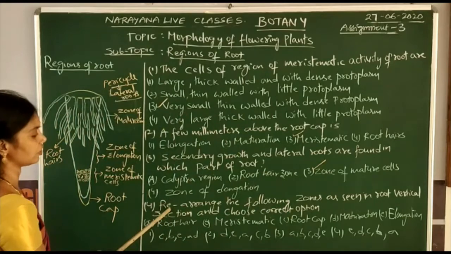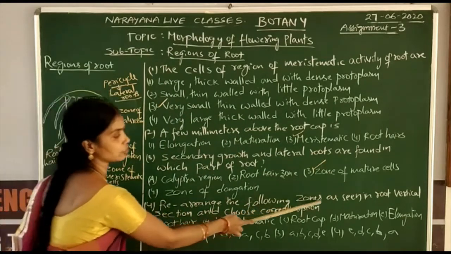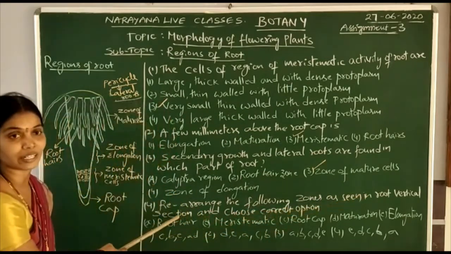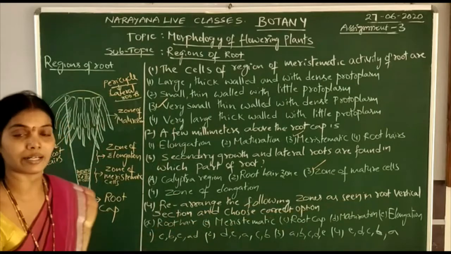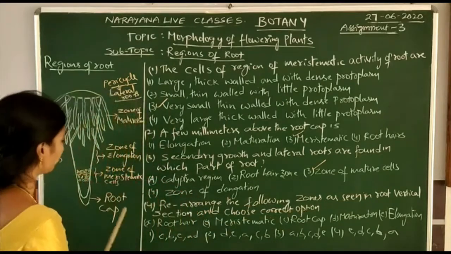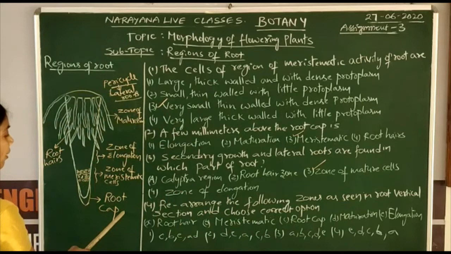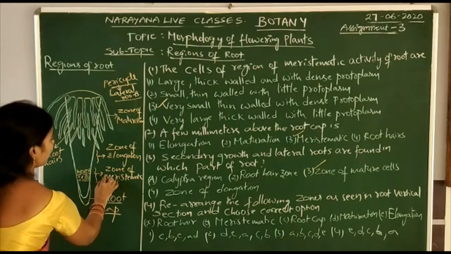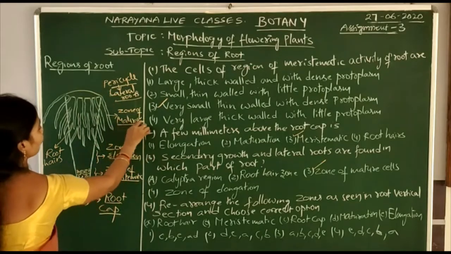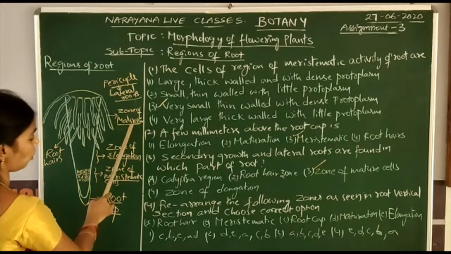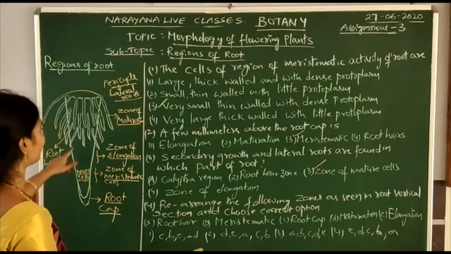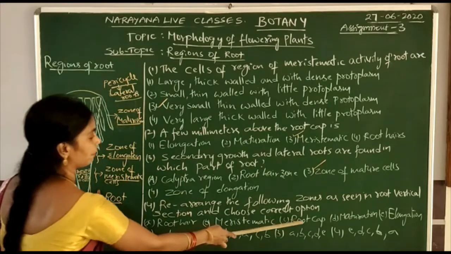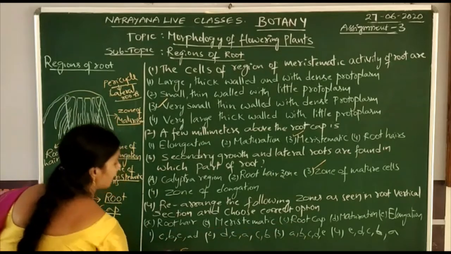Next, fourth question, see children. Rearrange the following zones as seen in the root vertical section and choose the correct option. So first you have to see these zones, from root cap to mature region. First one is root cap. So this is the first region. This is second, third, fourth. Now seeing these zones, arrange them. So what is the first one, children? Root cap. Root cap means it is C.